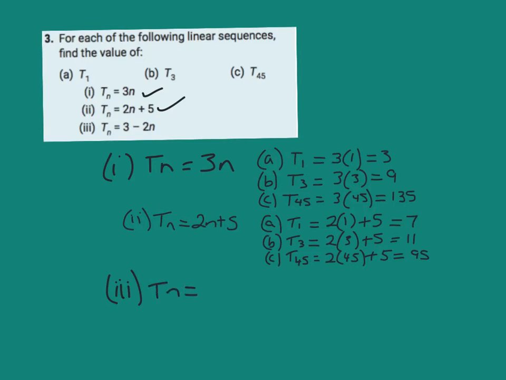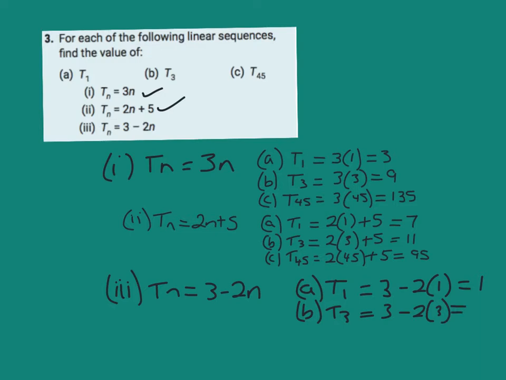Tn equals 3 minus 2n. So the first one, T1, replacing all of my n's with 1. I get 3 minus 2 by 1, which will give me 3 minus 2, which is 1. The second one, I have T3. And that will give me 3 minus 2 by 3.